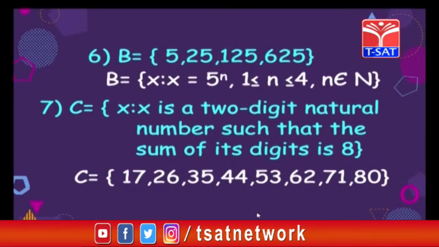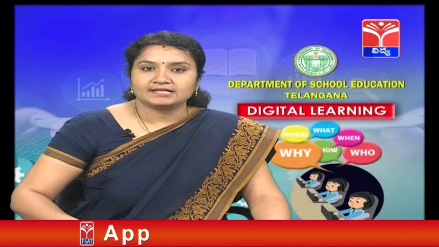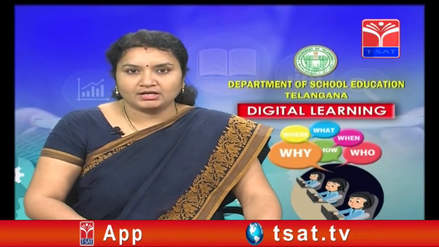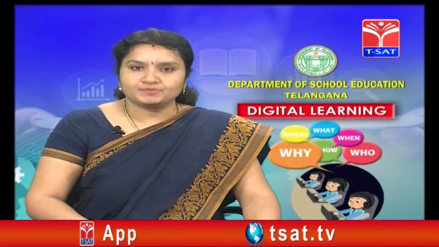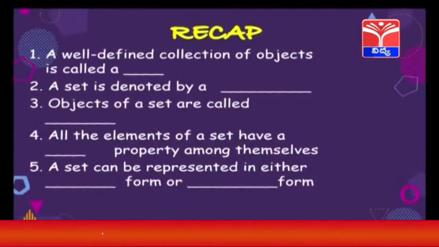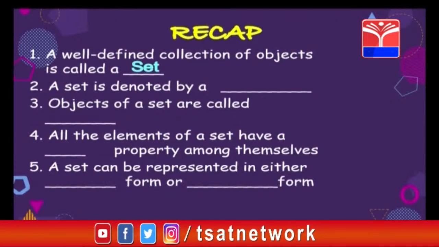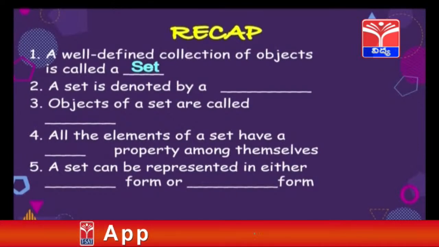Now, okay children, we have learnt the concept of sets. Let us have a quick recap of all the concepts we have learned today. Now look at the first one. A well-defined collection of objects is called a set. So what do we call a well-defined collection of objects? We call it as a set.